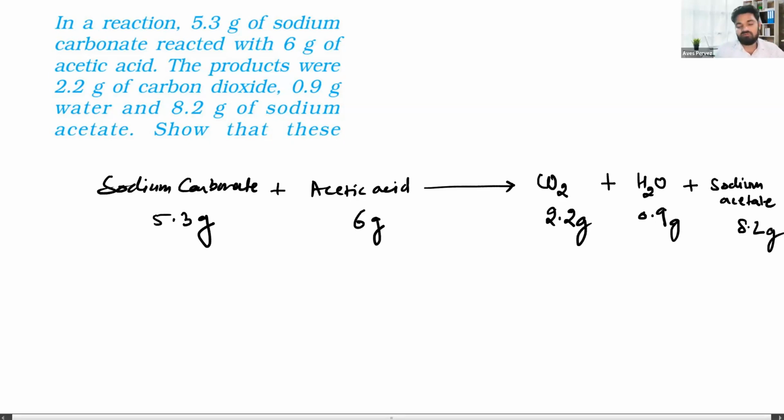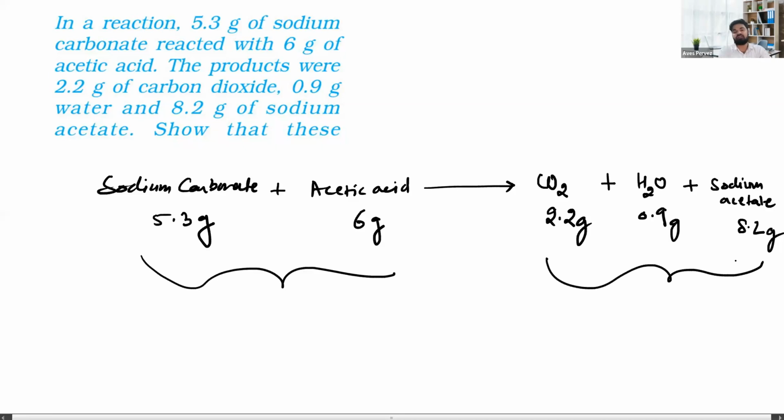Is it obeying the law of conservation of mass? We should add them and see if they're equal. Yes, you have to add these two reactants and these three products. If you get the same mass on the reactant and product side, then they are equal. Zad, what will we get when we add 5.3 and 6 grams? 11.3. Yes, it will be 11.3 grams. And you, Arya?